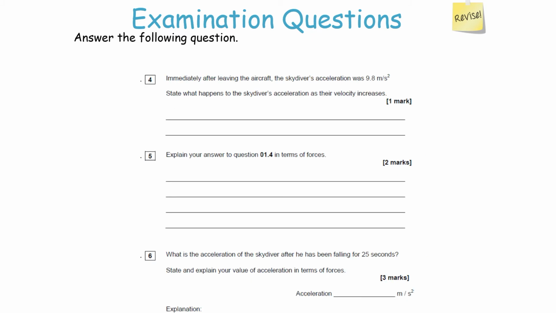Right, let's have a look at the following question. Immediately after leaving the aircraft, the skydiver's acceleration was 9.8 meters per second squared. State what happens to the skydiver's acceleration as their velocity increases.